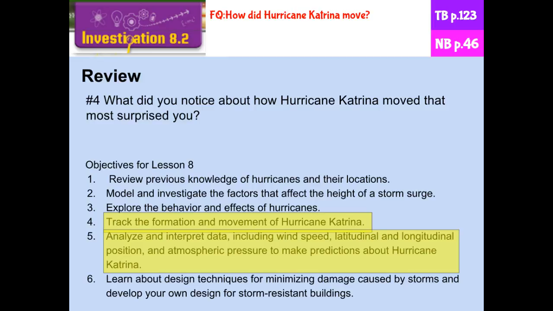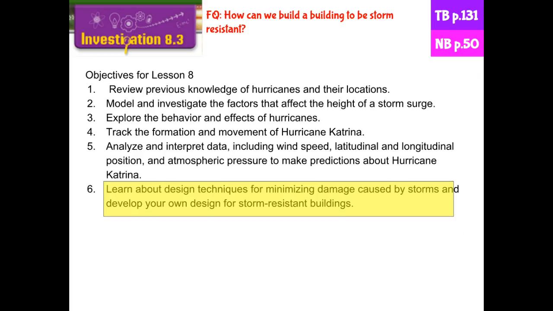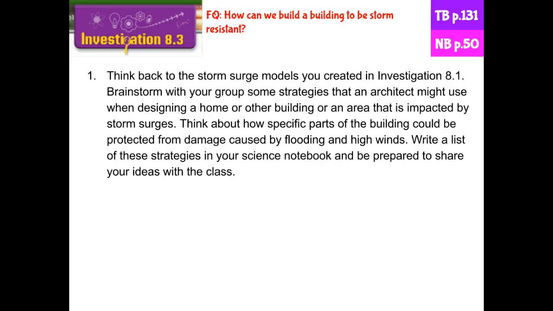So, your objective page, we want to write down number 4. What did you notice about Hurricane Katrina and how it moved that most surprised you? Today for 8.3, we're going to learn about technologies for minimizing damages caused by storms and develop your own design for storm-resistant buildings. So for step 1, we're going to be thinking back to our storm surge model for investigation 8.1, and then we're going to be brainstorming with our group some strategies that an architect might use when designing a home or building. Think about specific parts of that building that would be impacted.